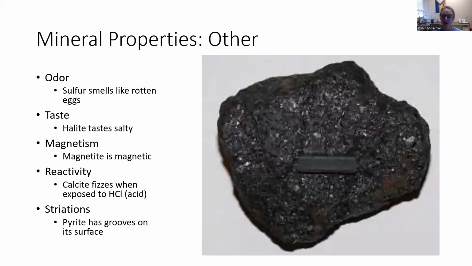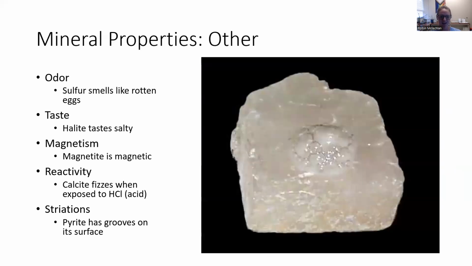Magnetism is another one. A lot of these minerals are magnetic. For example, magnetite, so creatively named, is magnetic. Many of them can react when exposed to acid. So if you ever give me a specimen and you say, I don't know what this is, I think it's calcite, but I'm not sure, I'm going to say, well, drop some acid on it, right? If it fizzes, if it reacts, it's calcite. If it doesn't, it's something else.